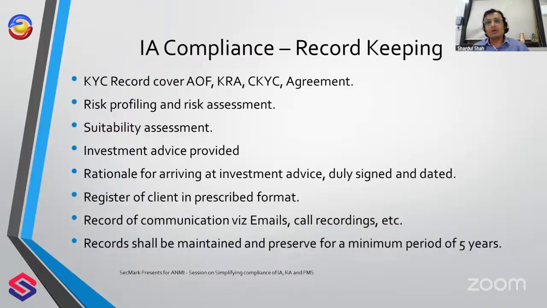Record keeping. Now, this is one of the critical things that we need to understand. First part is with regard to the KYC record, that is account opening form, KRA, KYC and agreement. Third is about suitability assessment. The documents need to be maintained to understand which advice is suiting a particular customer or bunch of customers. So for that, you need to define and categorize customers into 1, 2, 3 or 1, 2, 3, 4, 5 categories.